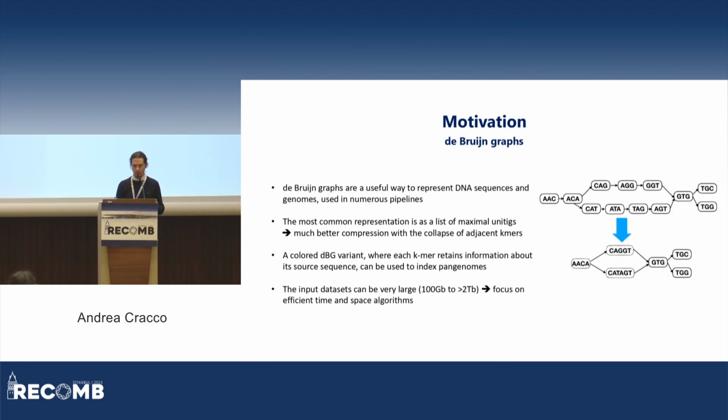As many of you already know, de Bruijn graphs are a very useful data structure that is the base of many pipelines. As a data structure, it is better represented as a list of maximal unitigs, that are the strings composed by collapsing the k-mers in the graph that are non-branching. And this is very useful because it allows much better compression while dealing with this type of data.